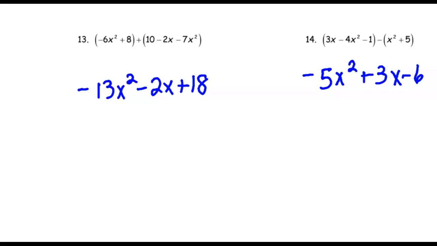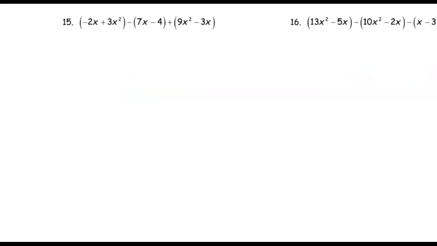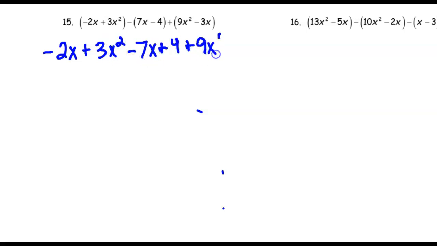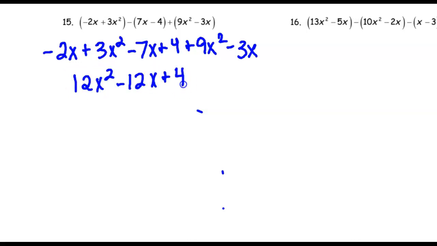All right, now let's try it again on the last two problems. So on 15 and 16, if you could pause the video, write down the two problems, and then try them. When you come back, I'm actually going to write it out for you. So when you get rid of the parentheses, you should have negative 2x plus 3x squared minus 7x plus 4 plus 9x squared minus 3x after you distribute. When you combine your like terms, you should get 12x squared minus 12x plus 4.